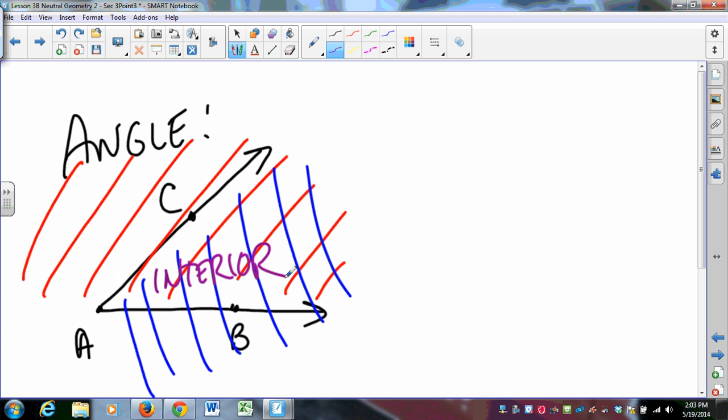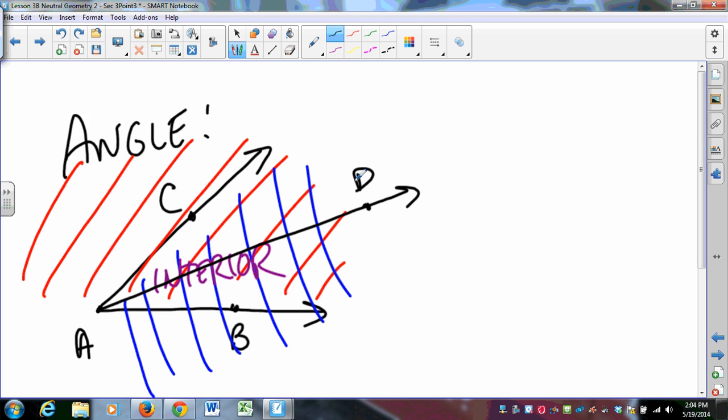This notion gives us an opportunity to talk about what we mean when we say that this ray is between rays AC and AB. To say that ray AD is between AC and AB, we mean that it lies in the interior of angle CAB. Okay? So we're doing all right.